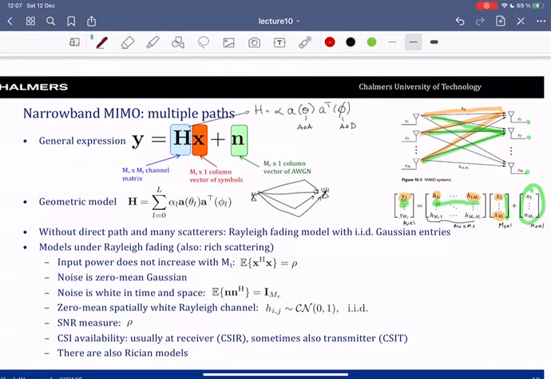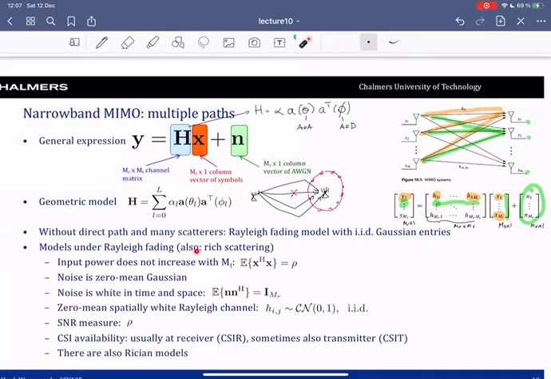Now, in case the receiver is surrounded by a ring of scatterers and there's no line of sight path, then we obtain again a Rayleigh fading model. So without a direct path and with many scatterers, we have a Rayleigh fading model with IID Gaussian entries. That means each of the elements of this H matrix is a complex Gaussian, independently generated with the same variance. And this is the model that we will use most often in this lecture.